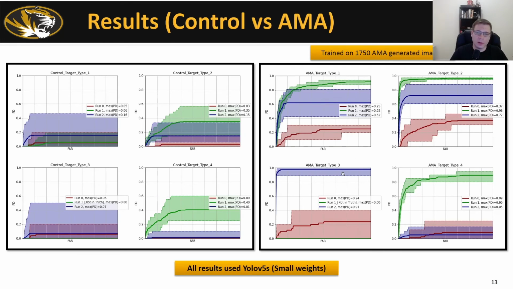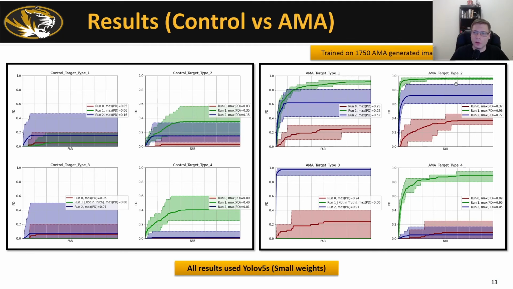So on the right-hand side, we have the AMA generated models results, and now we're really starting to see some models that we think are ones that we might really want to use. For target type 1, we're seeing runs 1 and 2, which are the runs that we are pretty much concerned about. We're not really too concerned with run 0. We're seeing those do really well.